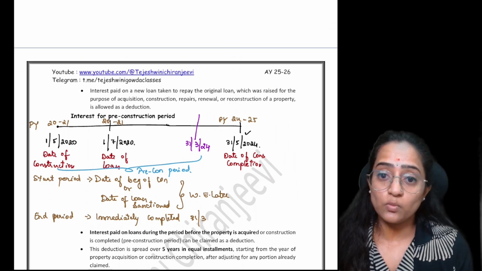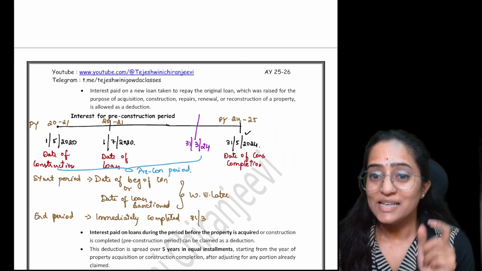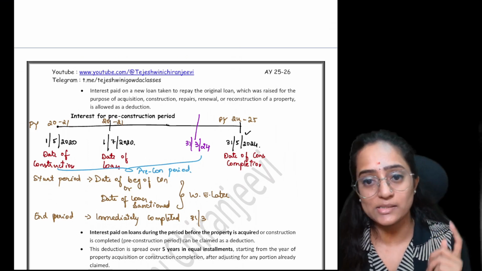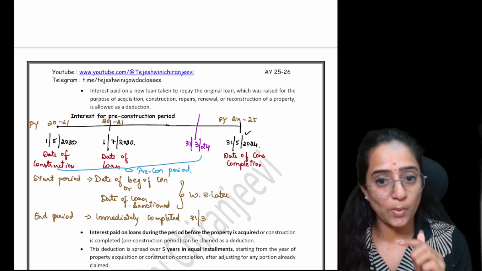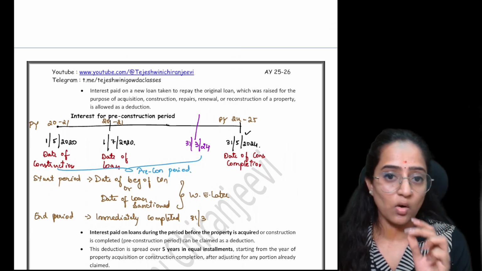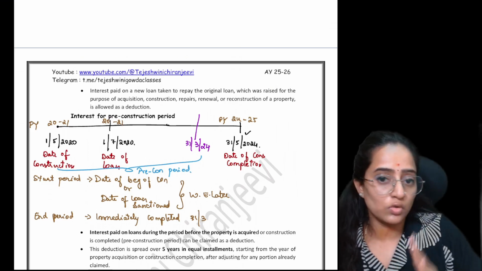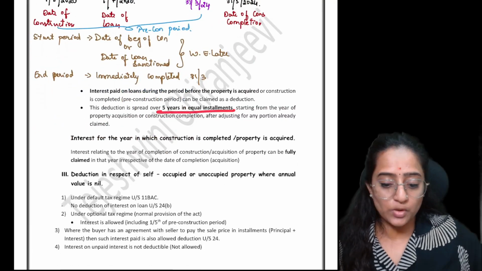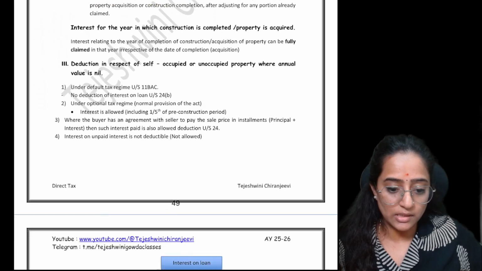So now comes the question: the interest which is payable for the new loan, is it available as deduction under section 24B? Yes, it is available as deduction, because the earlier loan was taken for house property construction, alterations, repairs, acquisition, etc. So the new loan is also available. Whatever I told you, it is going to be in 5 equal installments, that is 1 by 5 is considered here.